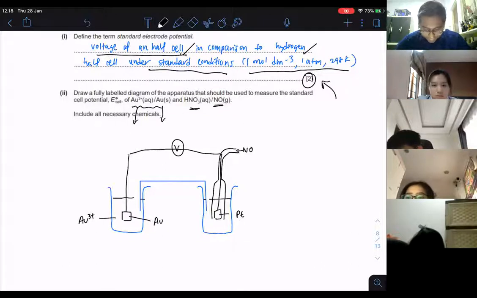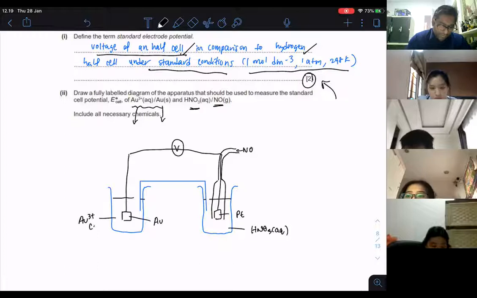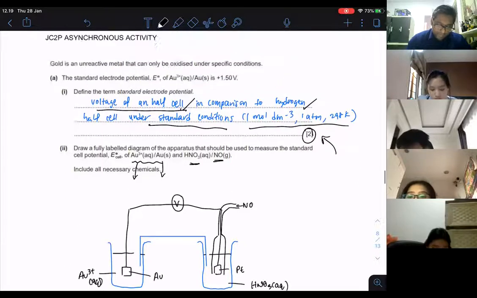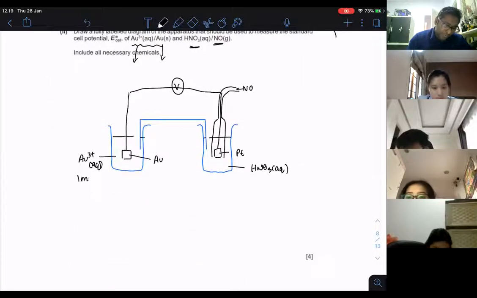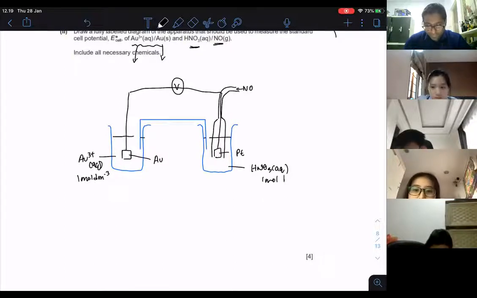Make sure everything is labeled properly. Include all the necessary chemicals. Everything is there. I think I didn't label this one. HNO3 aqueous, and then on top of that you need to also mention that this one is going to be 1 mole per dm cube. I think the rest is okay. I think good enough to get the 4 marks.